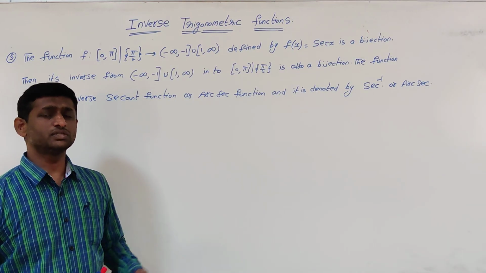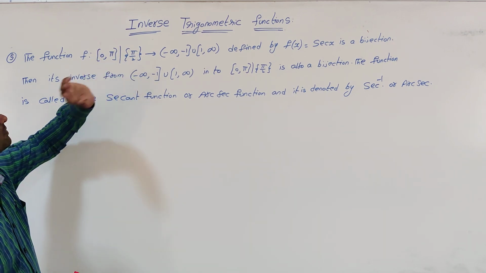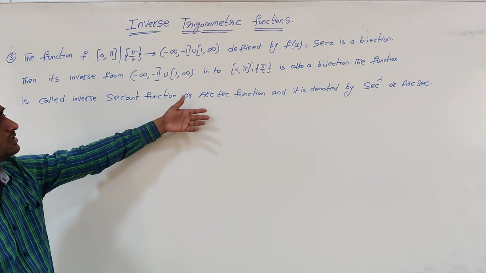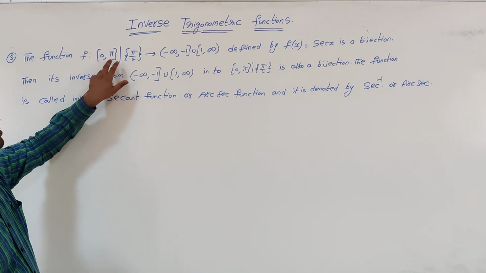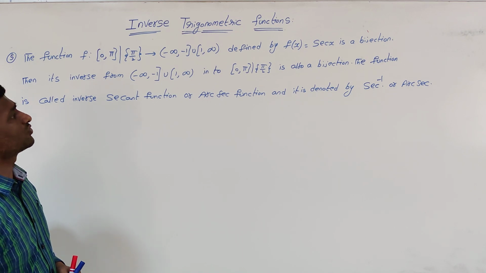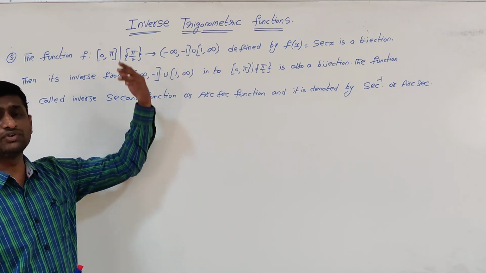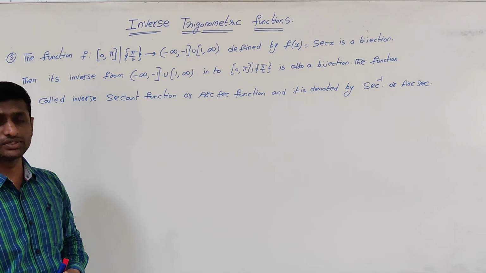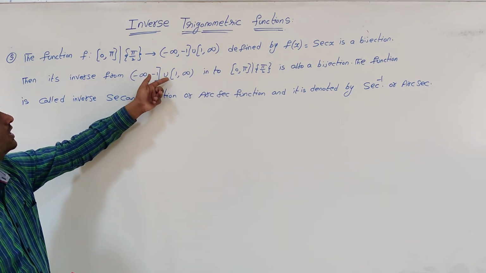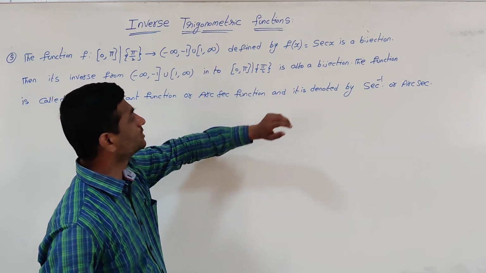So now the function f of x defined from the closed interval 0 comma pi except pi by 2, that is the restricted domain for secant theta, as we have discussed in the graph, to minus infinity to minus 1 closed union 1 closed to infinity, defined by f of x equal to secant x, is a bijection. So if it is a bijection, then the inverse function is also a bijection, from minus infinity to minus 1 closed union 1 closed to infinity into the closed interval 0 comma pi except pi by 2.